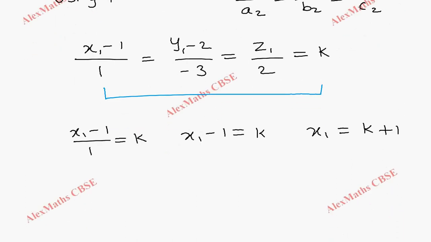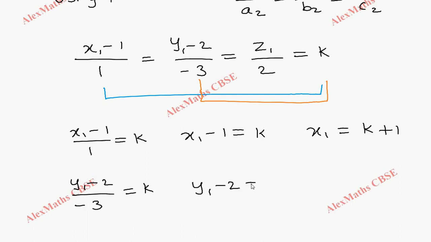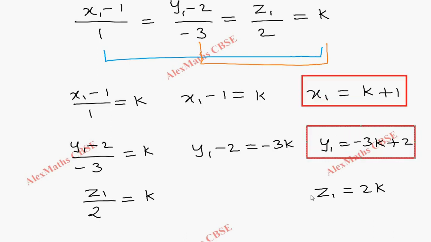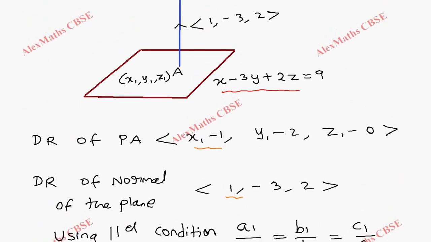In the same way, equating the y term to k, we get y1 minus 2 by minus 3 equal to k. So y1 minus 2 equal to minus 3k, and y1 is minus 3k plus 2. In the same way, z1 by 2 equal to k, and by cross multiplying, z1 equal to 2k. We got the values of x1, y1 and z1, and these three values are nothing but the point A, which is lying in the plane itself.